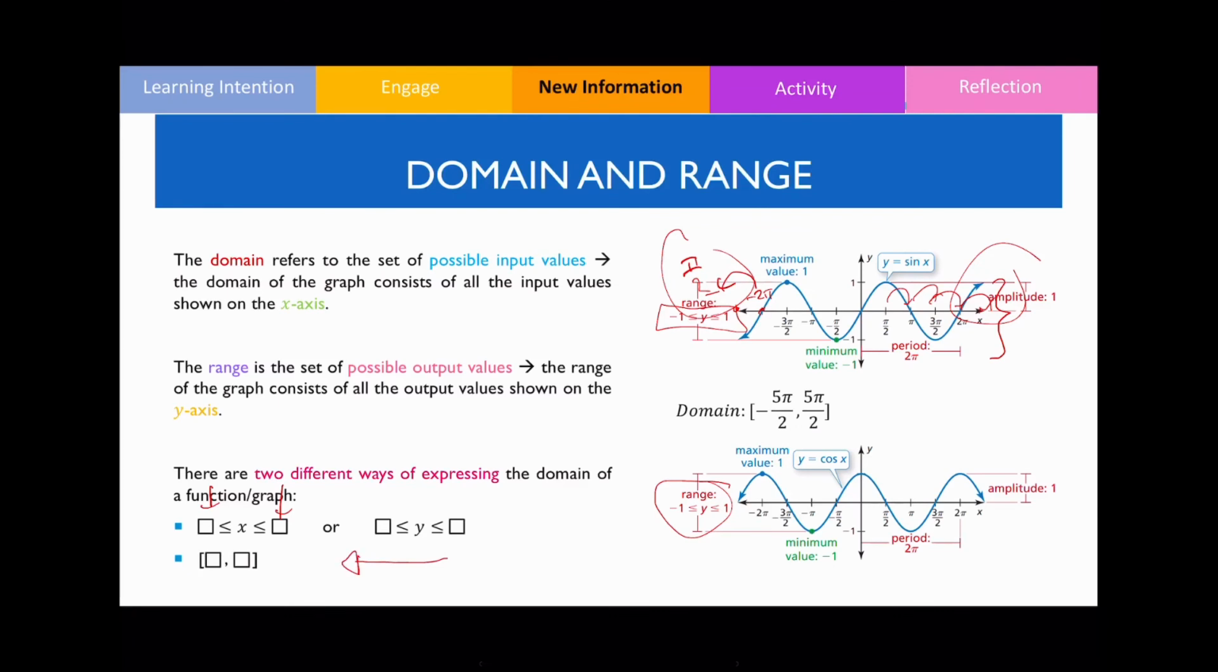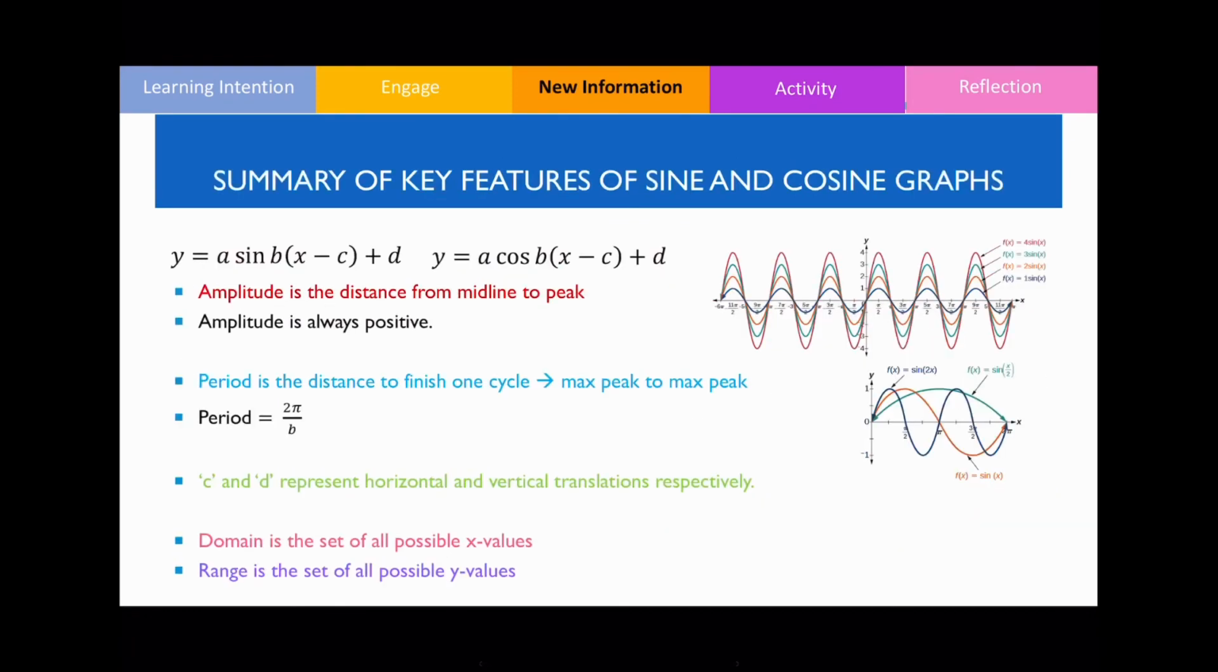Or alternatively, I could write my domain in this particular form. In this case, I could write it as negative 5 pi on 2 less than or equal to x less than or equal to 5 pi on 2. Up to you guys. So I want to quickly summarize what we've gone through in today's lesson, since this is a huge topic.